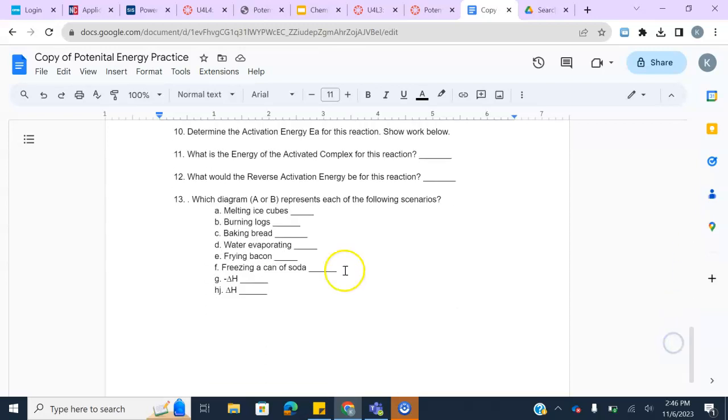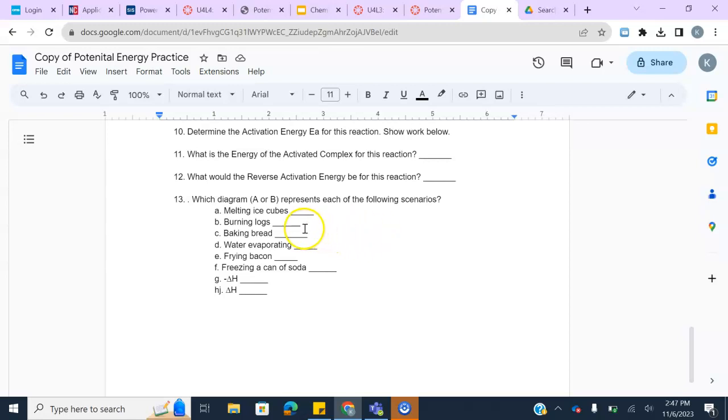For number 13, it's asking which diagram represents each of the following scenarios. So it gives you a scenario of a particular chemical reaction or change of state of matter taking place. And then it asks you basically to identify, would this be exothermic or endothermic? We already know that diagram A is exothermic. So just read through these and try to determine, is energy being released or is energy being absorbed?